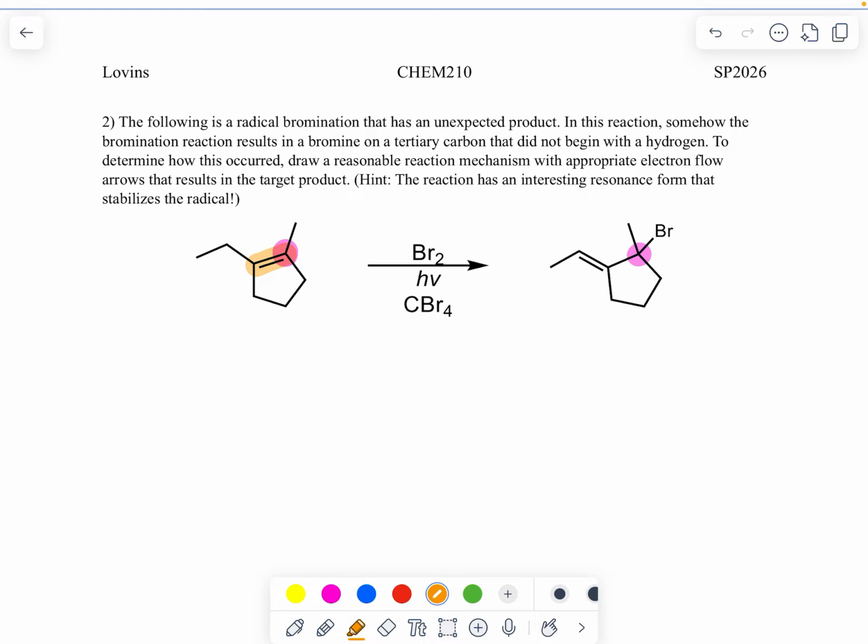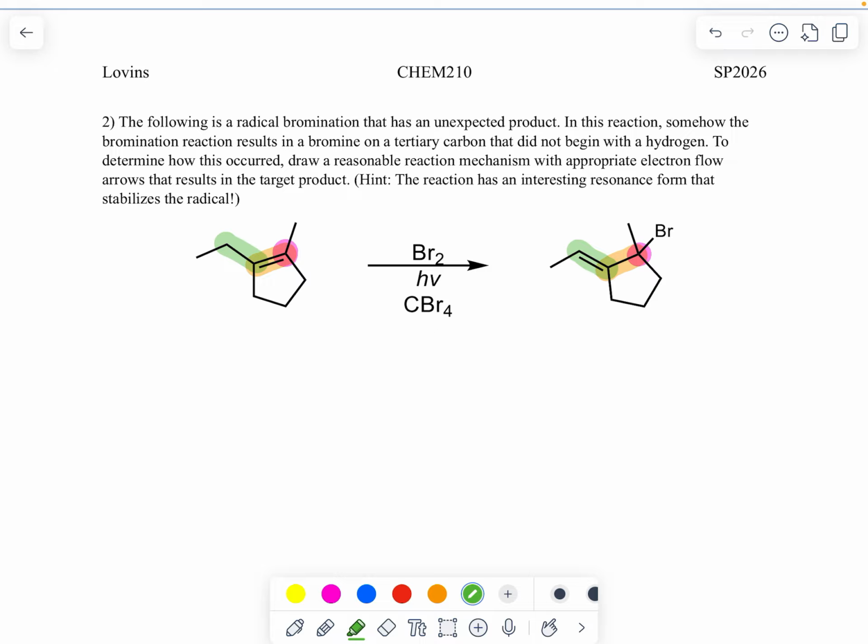Notice that in the product, that double bond no longer exists between those two carbons. Instead, it's moved over to where I'm highlighting now in green. Right? It's between these two carbons here. So sometime during this mechanism, we see that this reaction is moving that alkene. And to give you a little bit of a hint on this, I did state that the reaction has an interesting resonance form that stabilizes the radical.